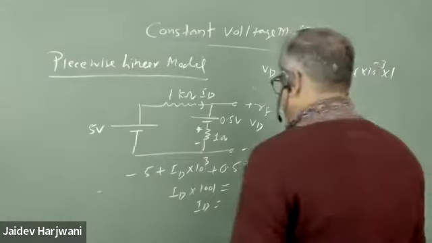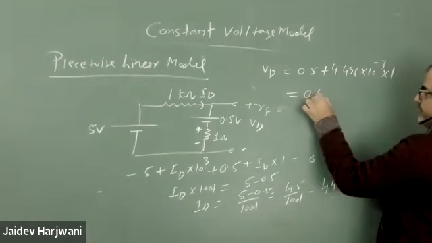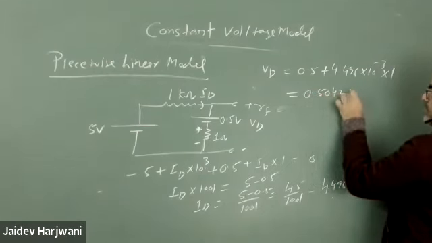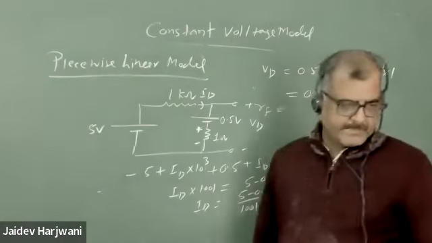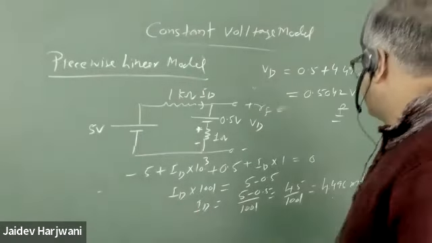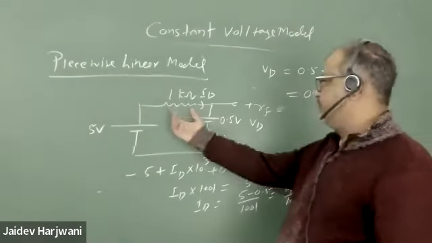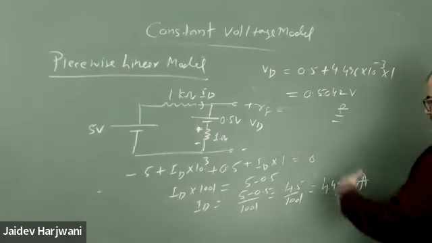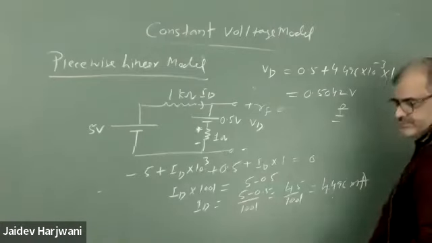So let's just check it. This current is going like this. It should be 0.5042. Okay, so this should be the answer. So 4.496 volt will be dropped across the 1 kilo ohm, and the remaining 0.5042, whatever, will drop here.